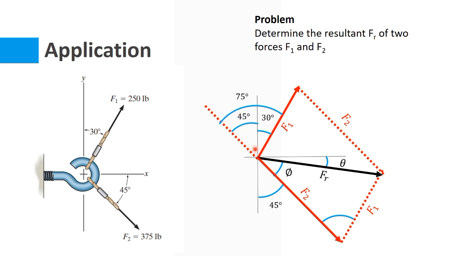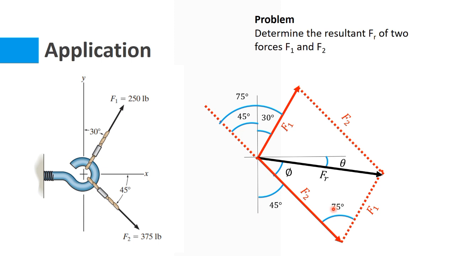Now this total angle would become 45 degrees plus 30 degrees, which is equal to 75 degrees. Now this line and this line are at an angle of 75 degrees. So this means that this angle is also 75 degrees, because this line is parallel to this line F1, and that line is parallel to this line. So the angle between this and this line is 75 degrees, and we have found this angle.